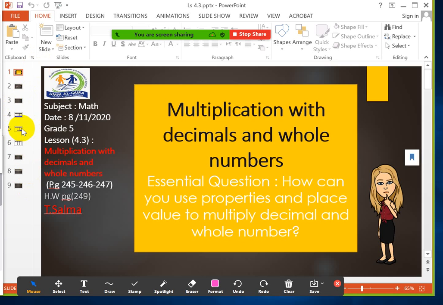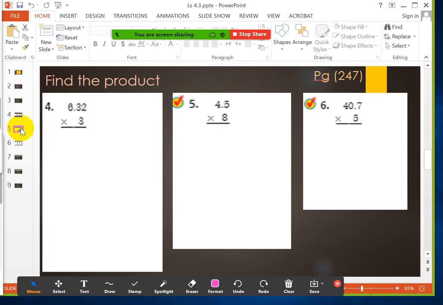I think now we solved number 4 or any exercise on this page. Please, I want someone to tell me. We solved number 4, and number 5. We solved number 5 or not? Okay, so yesterday we solved only number 4, so today we will continue and solve number 5.